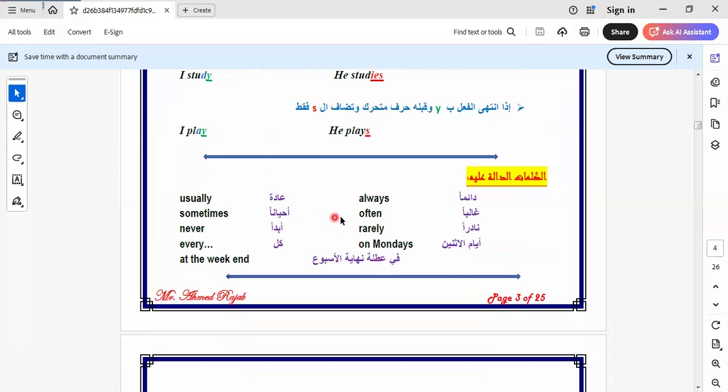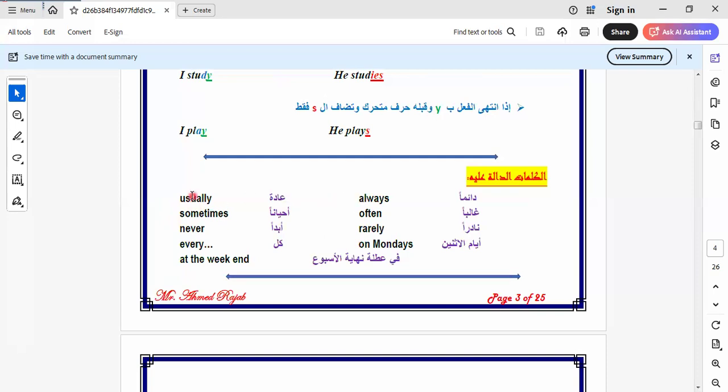As we told you before, when I explained the unit, the habit is 100% when we use always. When the habit doesn't happen, we say never. So always means the habit happened 100%. Never means the habit can't happen, 0%. So we have here usually. These are the keywords of what? Of the simple tense. Let's learn it together.